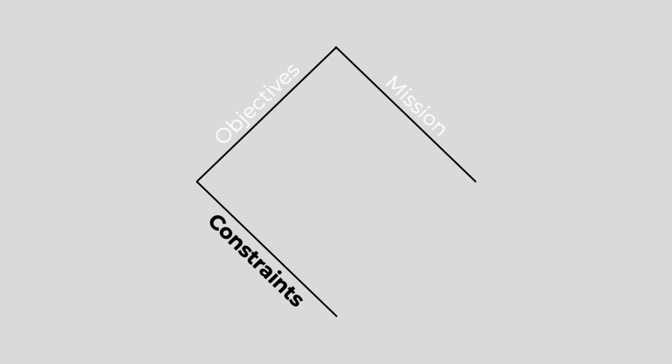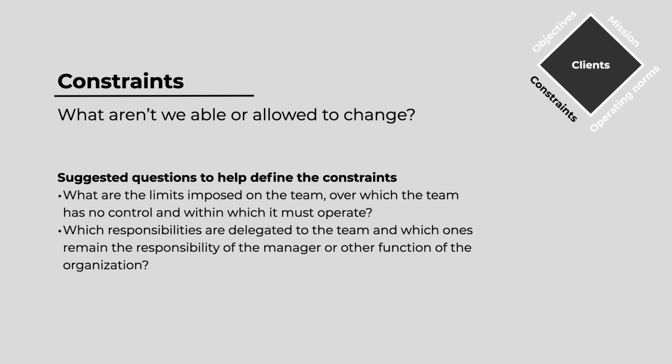The third side of the sandbox are the constraints. The constraints represent the level of autonomy that has been delegated to the team by the manager, as well as the resources allocated to the team so that it can achieve its objectives. In addition, in certain regulated environments, the constraint may also be laws or regulation that the team must comply with. Here are a few questions to help you define the constraints your team will have to accept.